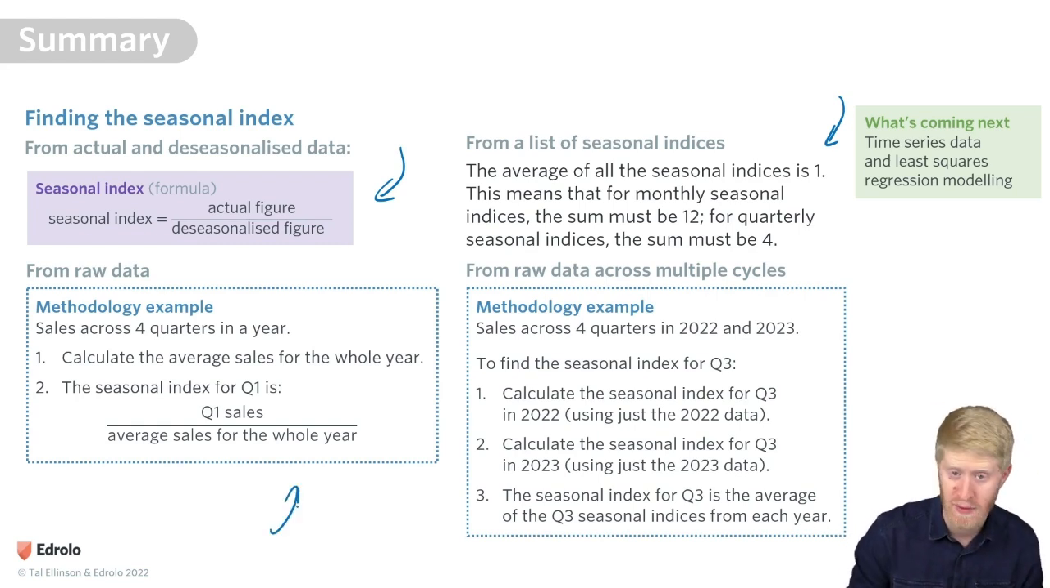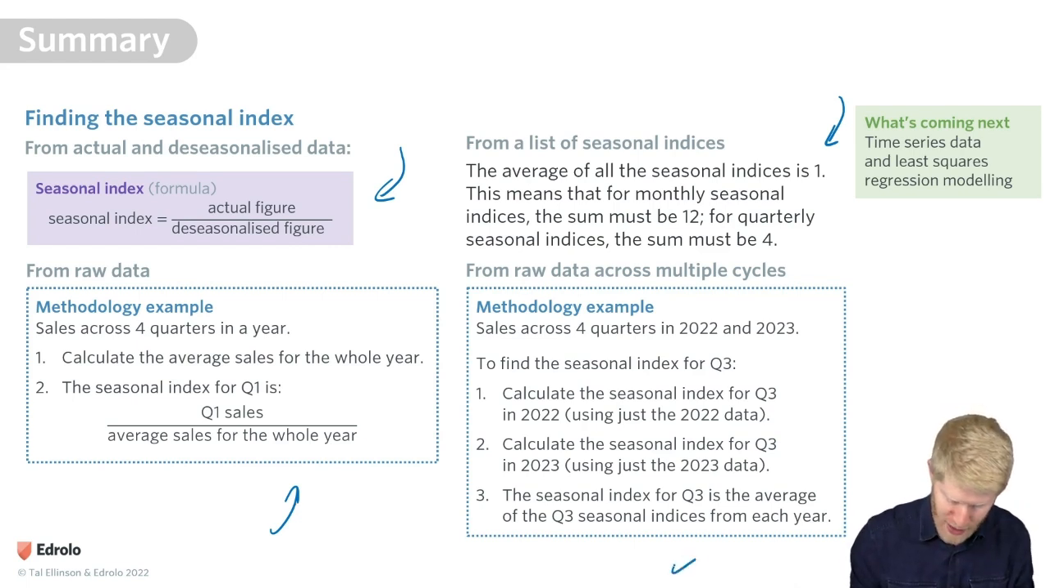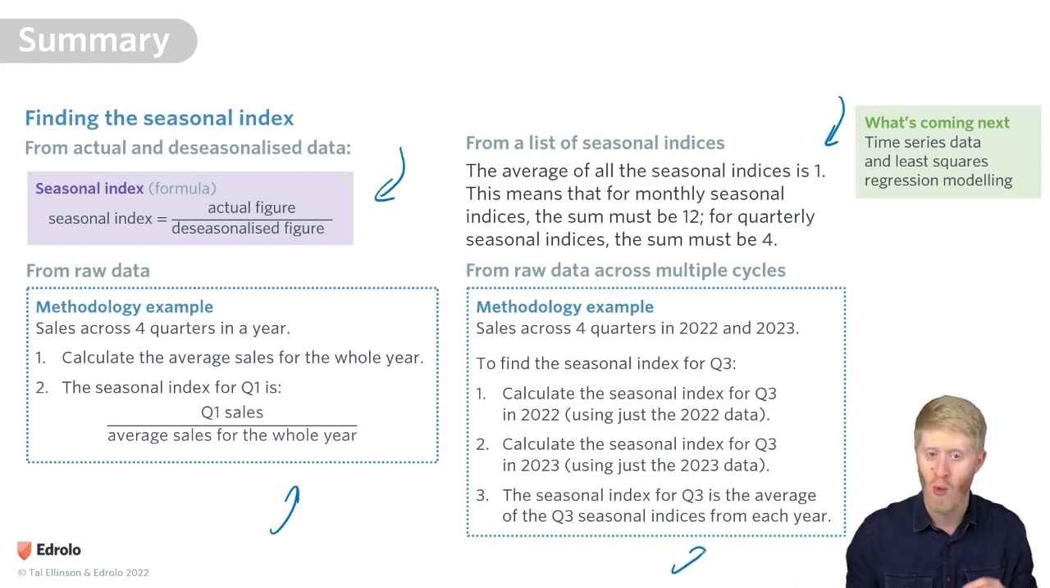If we have one cycle of data, we just compare the sales to the average for the entire data set. And if we have 2 cycles of data, like 2 years, we'll find the seasonal indices for each of them and then average the seasonal indices for the required quarter or month or season.